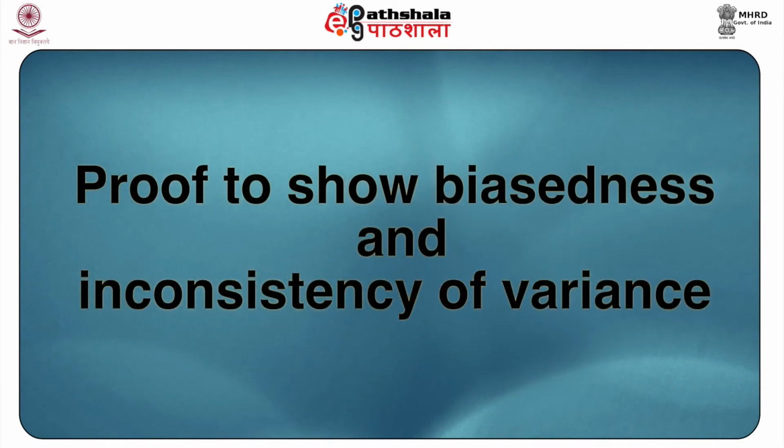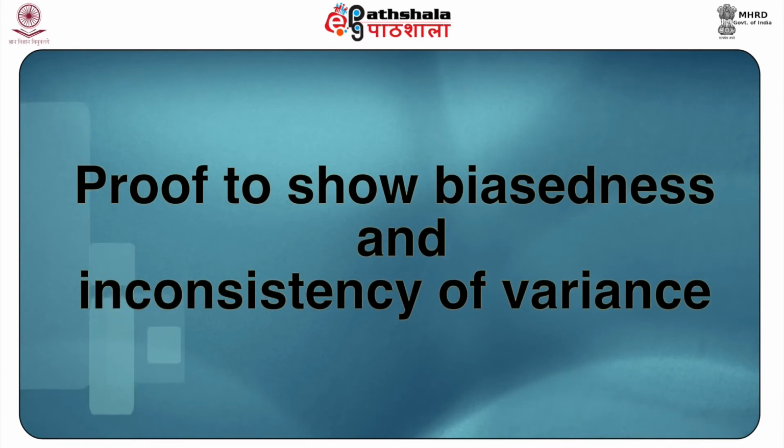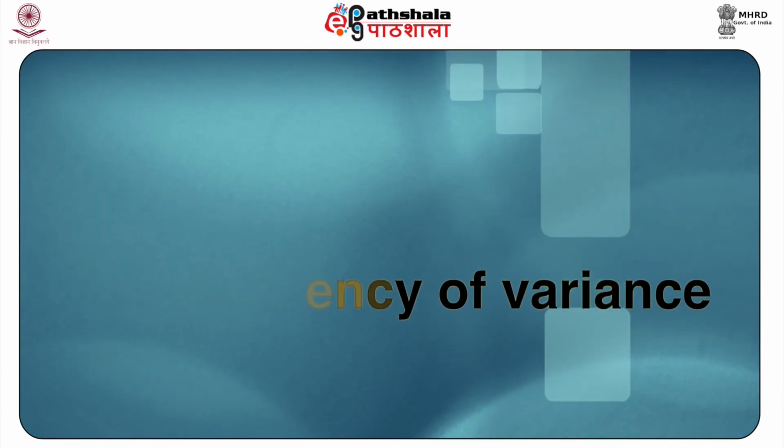Note again that this proof did not require any assumption on the variance of the error term. So, the presence of heteroscedasticity will not alter the consistency property of OLS estimators. Let us now discuss the proof to show biasness and inconsistency of the variance of beta hat.